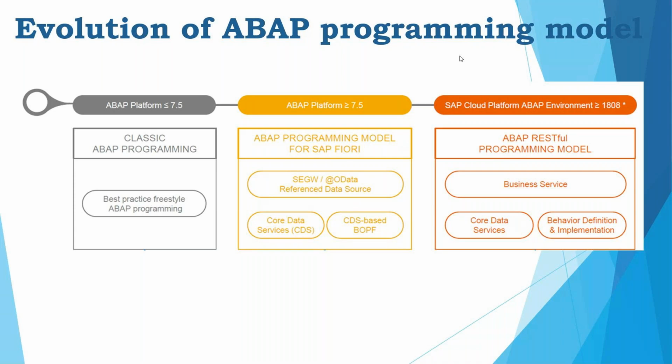Then in BTP, it is called ABAP RESTful programming model, and we have business services, core data services also available, and behavior definition and behavior implementation. That is how RAP comes into the picture. Is it clear? So if your systems are in this, then the technologies you can use are what this slide talks about.